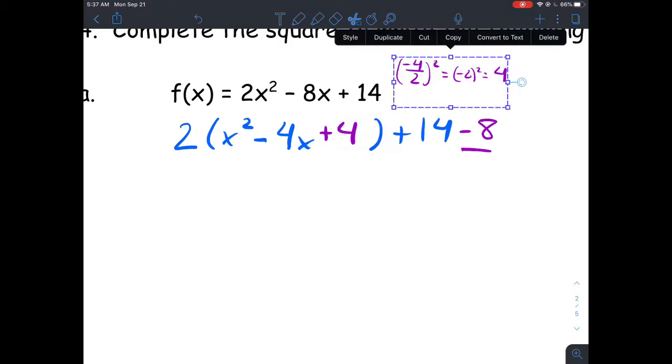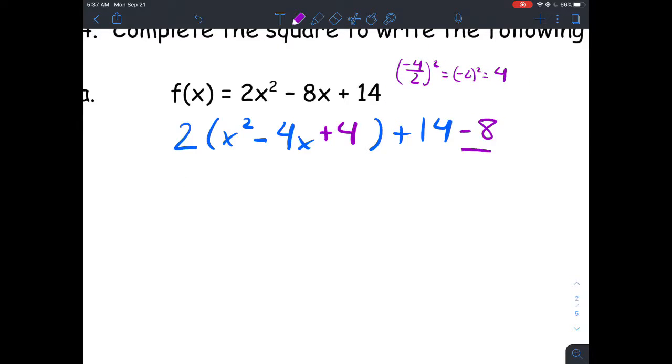All right. So now let's go ahead. We just finish up like we used to. We've got 2 times (x minus 2) squared, and then 14 minus 8, which is going to give us a plus 6.